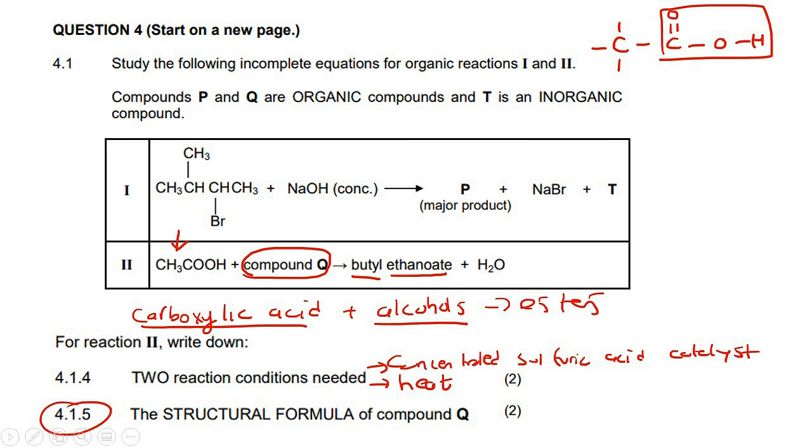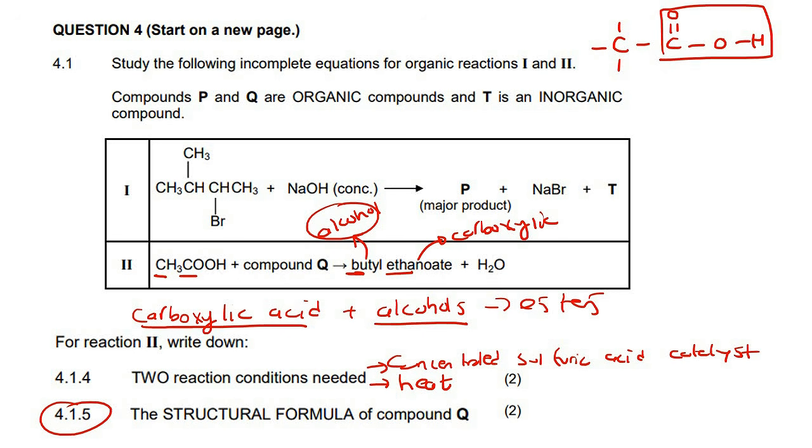Now remember, when you name an ester, the first part is always the alcohol, and the second part is the carboxylic acid. So this carboxylic acid part is eth, which is 2 carbons, but we can see that over there. The alcohol part is a 4-carbon because it's BUT. So this is a 4-carbon alcohol.